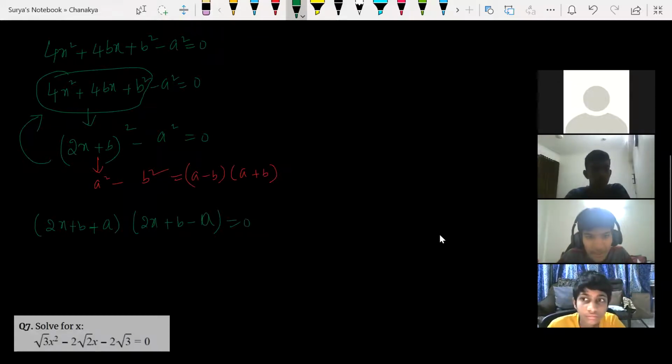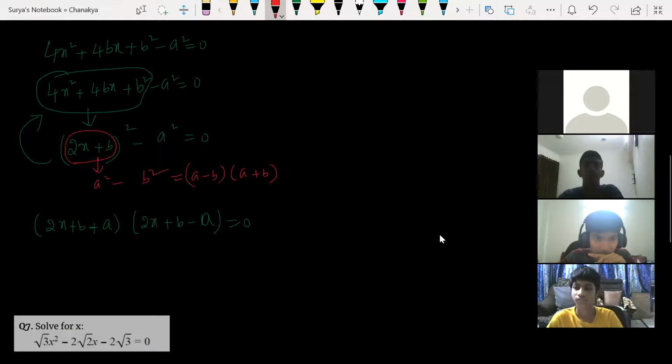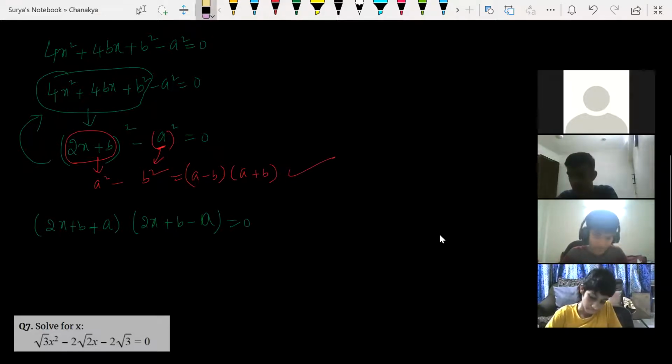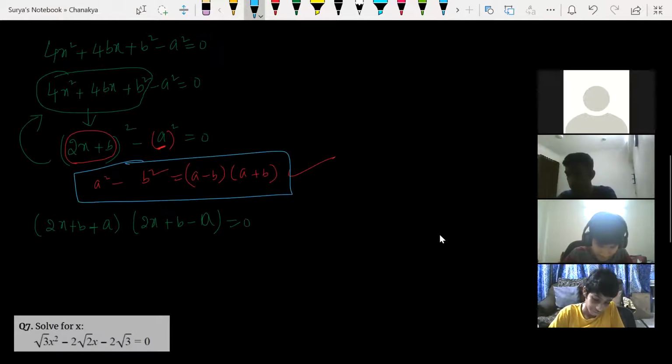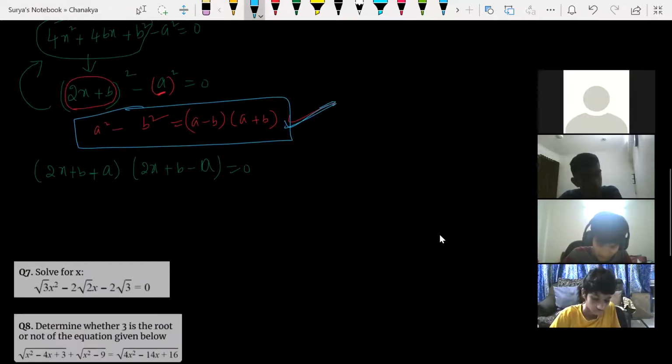Can you explain the last step? Look at this here. This is my a. This is my a here. A square. This is my b. B is what here? A. A is what? 2x plus b. So I'm just substituting in the question. A plus b into a minus b. Getting my point, children? Yes or no? Yes, sir. So 2x plus b plus a into 2x plus b minus a is equal to 0.